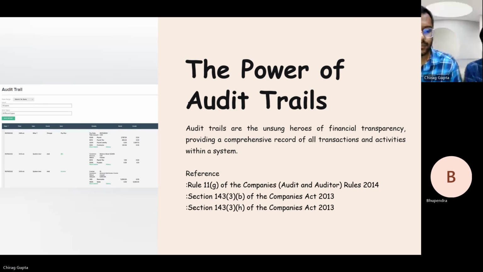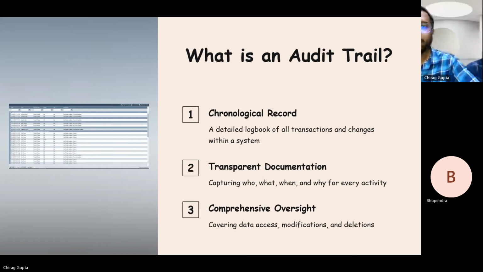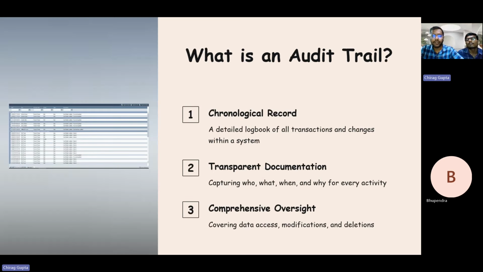So, what is an audit trail? An audit trail is a chronological record. It provides us a chronological record, like a day-to-day book, of the entries people, the accountants, are making, who is editing these entries, and even if they are deleting these entries, we are going to get the information related to them. And this provides us a transparent document.